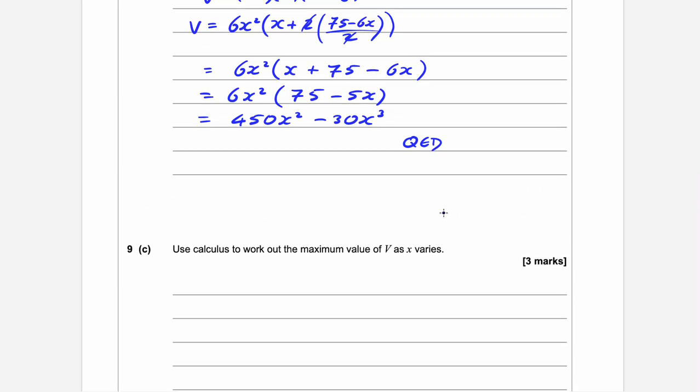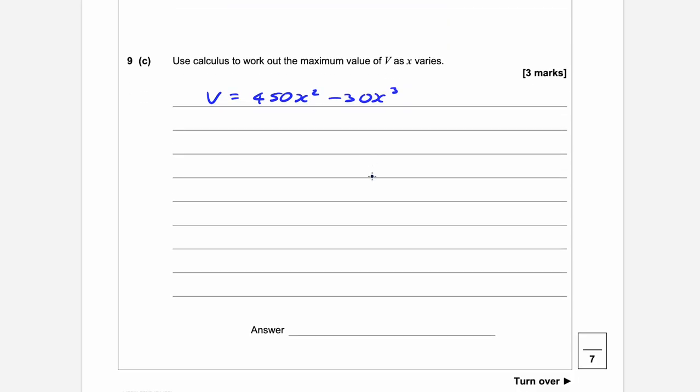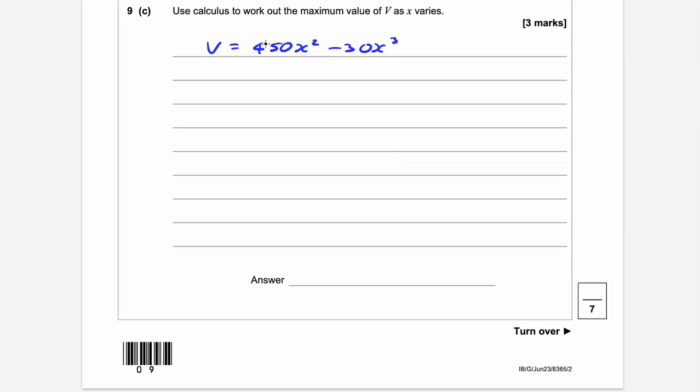Part C. He then says, use calculus to work out the maximum value of v as x varies. Okay, so we have v is equal to 450x squared minus 30x cubed. When he says use calculus, obviously we're going to have to get the derivative. The maximum is when dv dx, the derivative, equals 0. So, when you see maximum, guys, think derivative equals 0.